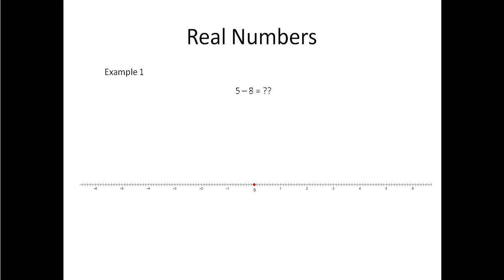Let's look at an example, 5 minus 8. What is 5 minus 8? If you use the number line to visualize, it's fairly simple. You start with 5 and then you move 8 steps backwards. You end up on minus 3, so 5 minus 8 is equal to minus 3.